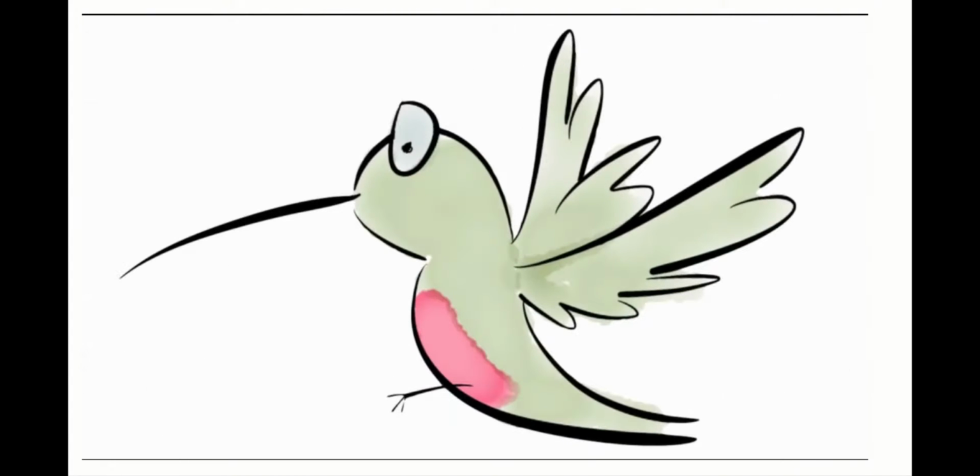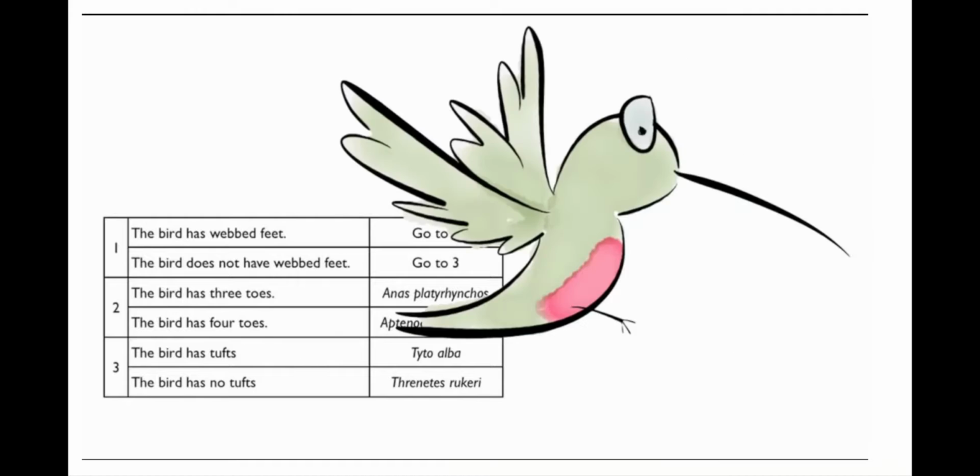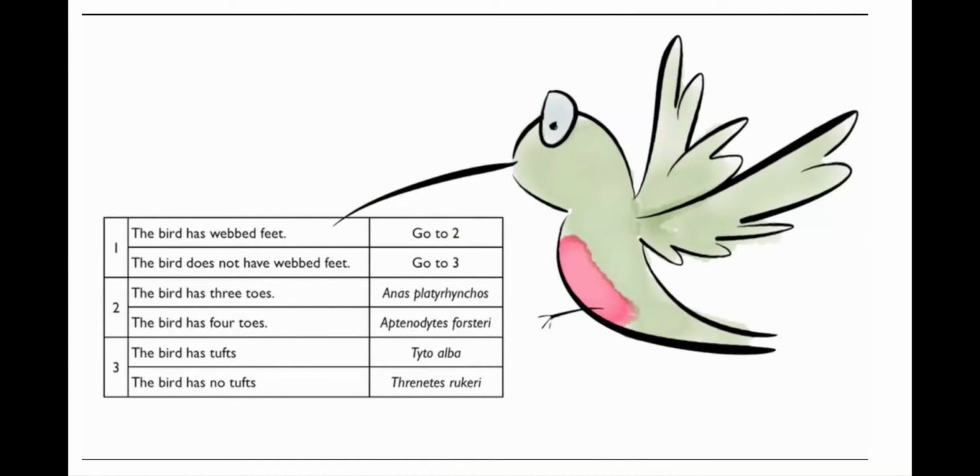Reading a dichotomous key is easy. Take a look at the hummingbird. To use a dichotomous key, start at number 1. At number 1, it's asking us to observe the feet of the bird. A hummingbird does not have webbed feet, so we'll go to step 3. Step 3 has us examine the bird's tufts. Our bird does not have tufts. We just figured out the scientific name.